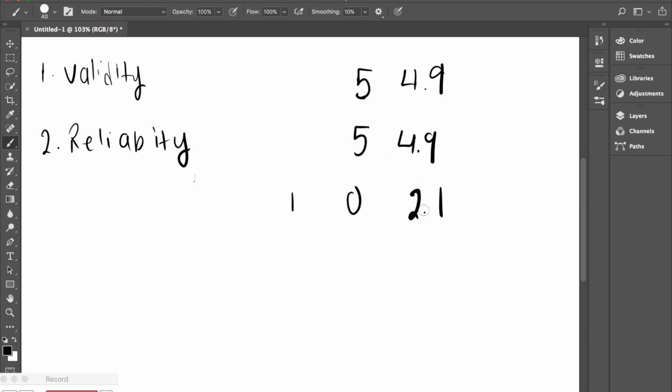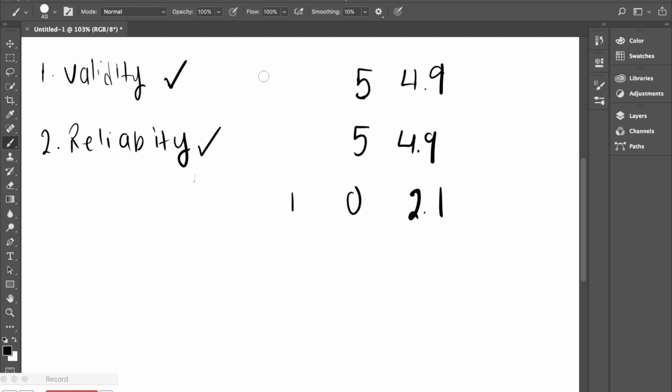This might show that my tool really isn't that reliable, because I'm not coming up with the same result or something close to the same result over and over again, right? So when I have an instrument, I want to make sure that they're both valid, and I want to make sure that they're also reliable.